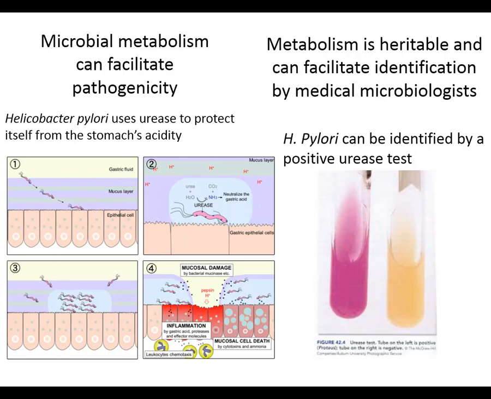So we can use this test to tell if somebody has H. pylori in their gut instead of E. coli. Yeah? Does that make sense? So, in other words, we can use the difference in metabolic characteristics between E. coli and H. pylori to identify them, right? We can know that somebody's got an H. pylori infection by the way that their metabolism is different from the metabolism of a lot of other bacteria.